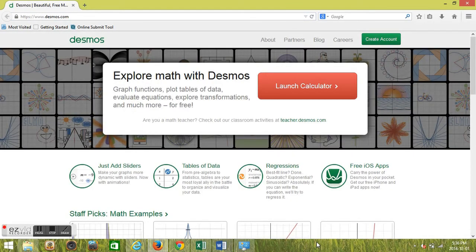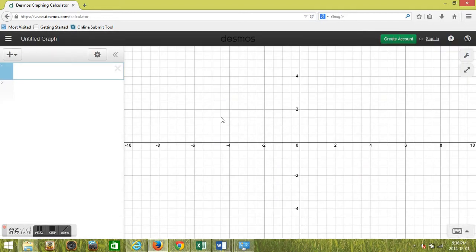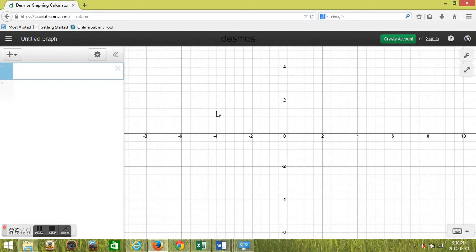And when you go to Desmos.com, you will come up to this site here, and we're going to click on Launch Calculator. And it's going to come up to a screen like this. What we have right off the bat is a Cartesian grid. We have our x-axis here, we have our y-axis here. Just be aware of the scale. Every line is half a unit, so every 2 lines is a full unit.